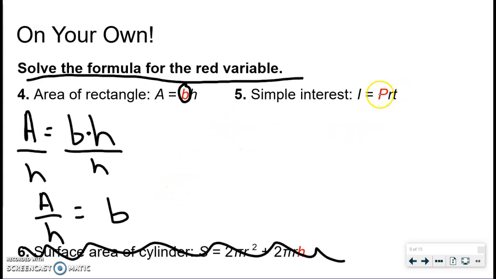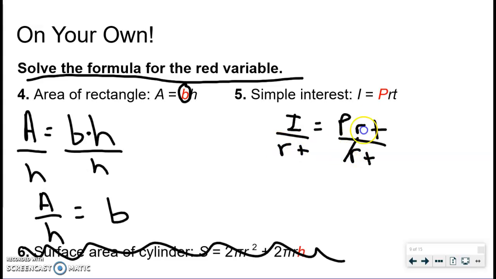All right, in this one, again, I want to solve for P. I equals PRT. This is your simple interest formula. I want to get P by itself. Well, what's happening to P? Well, R and T are multiplying by P. So to undo multiplication, we're dividing by R and T.